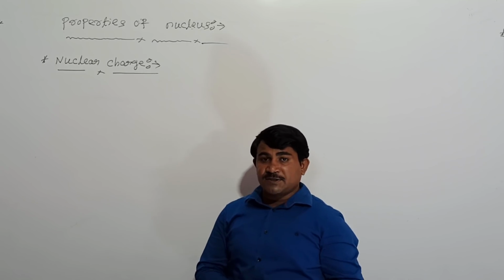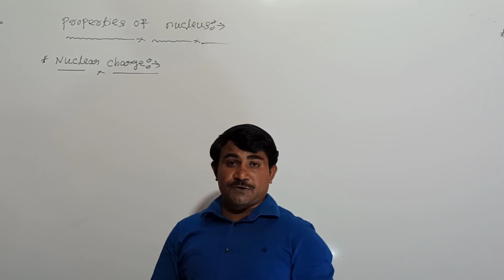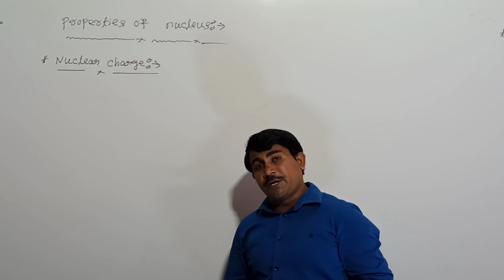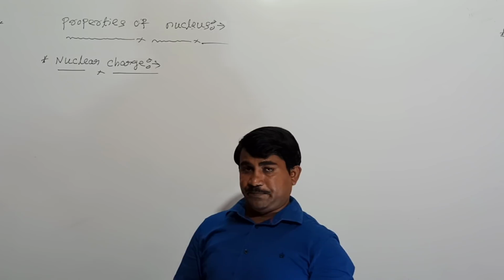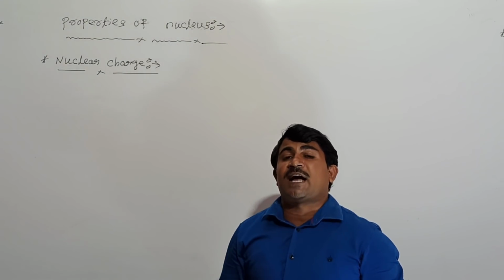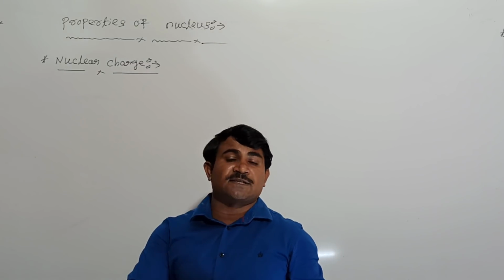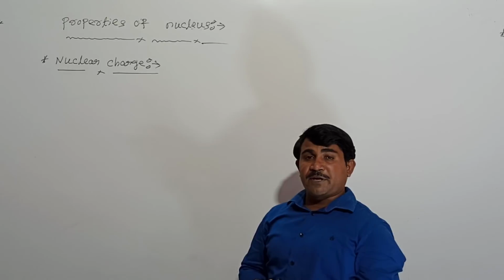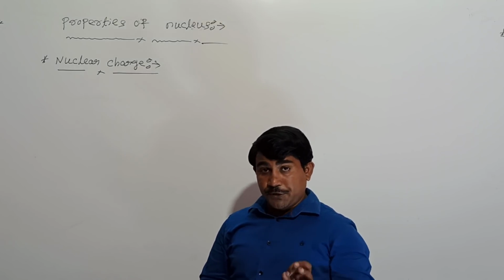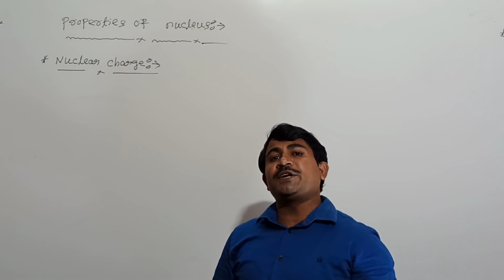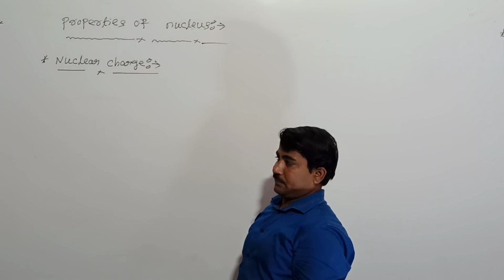And proton has the charge 1.6 into 10 raised to minus 19 coulomb, and mass can be represented 1.674 into 10 raised to minus 27 kg. So, inside the nucleus, proton has the charge, but a neutron is a chargeless particle. Already we know. Then, how to represent nuclear charge? Nuclear charge is the number of protons present inside the nucleus.